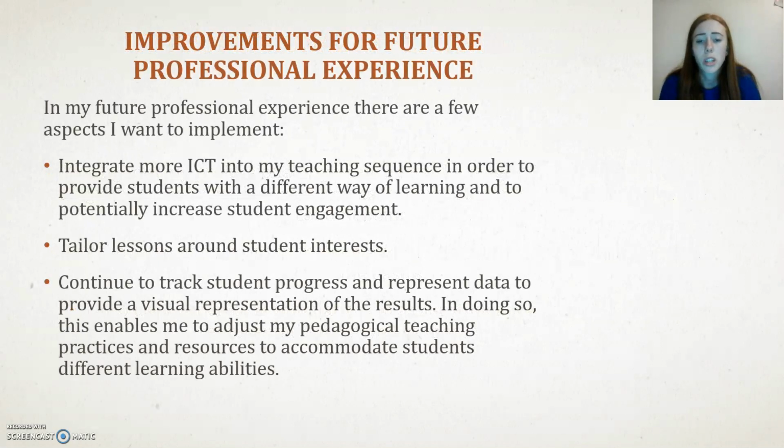In my future professional experience, there are a few aspects I want to implement. Integrating more ICT into my teaching sequence in order to provide students with a different way of learning and to potentially increase student engagement. I want to tailor lessons around student interests and continue to track student progress and represent data to provide a visual representation of the results. In doing so, this enables me to adjust my pedagogical teaching practices and resources to accommodate students' different learning abilities.